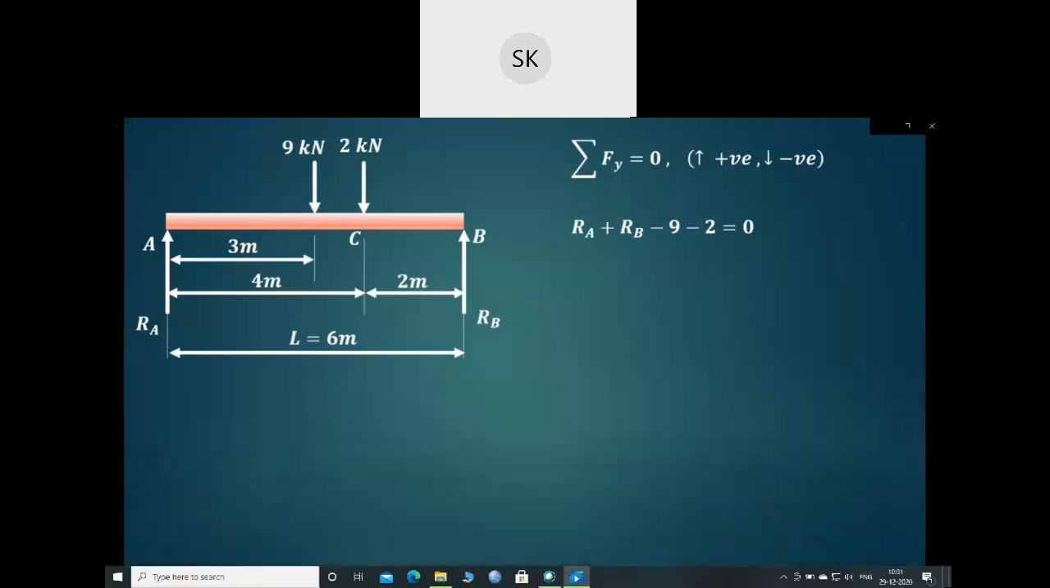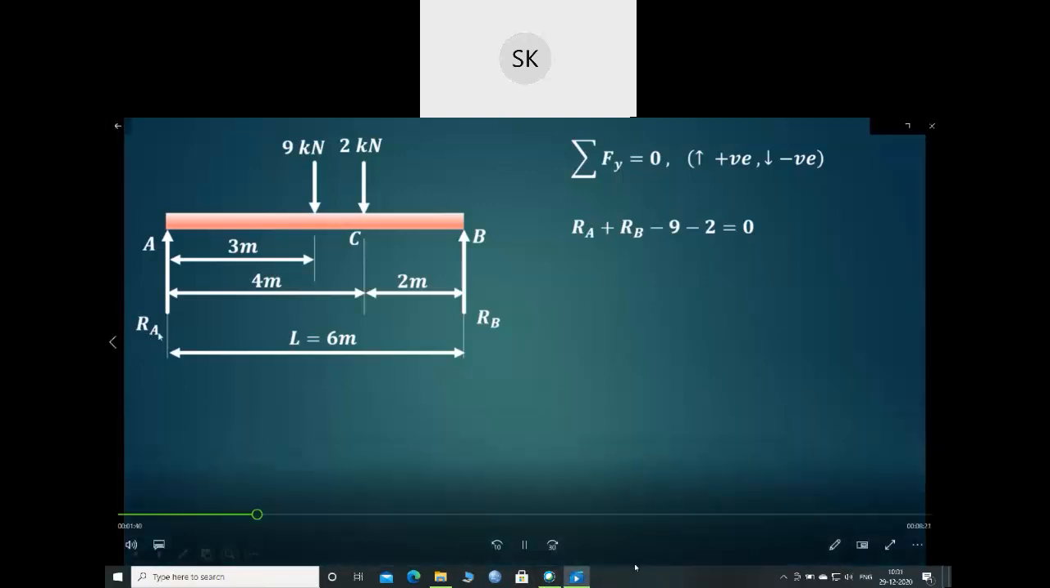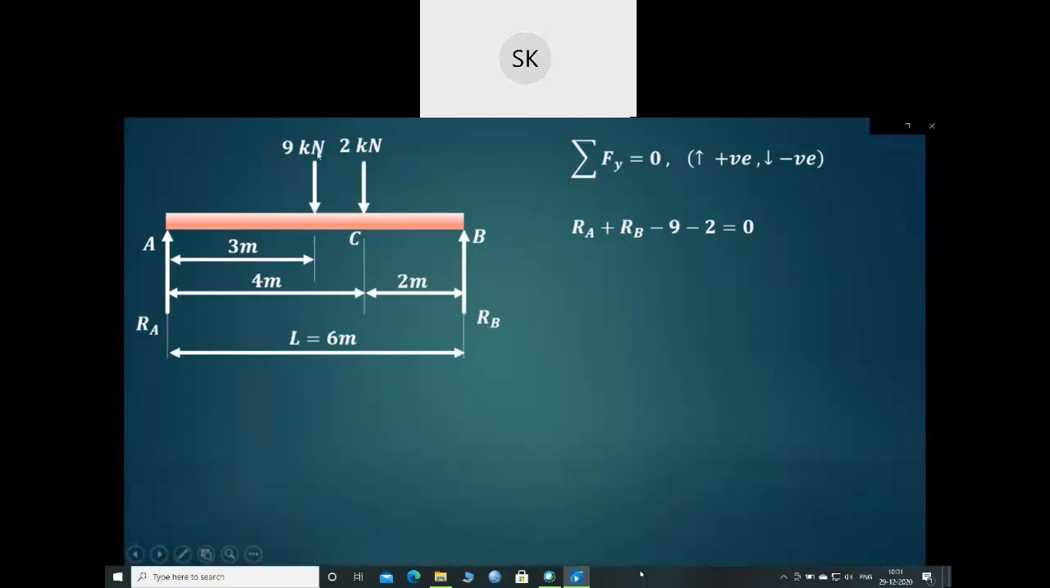Downward forces are considered as negative. So RA and RB are acting in the upward direction, so they are positive. This 9 kilonewton and this 2 kilonewton load are acting in the downward direction, so they are negative. So it is RA plus RB is equal to 11 kilonewton. Now we'll take summation of moments is equal to 0, clockwise positive and anti-clockwise negative.